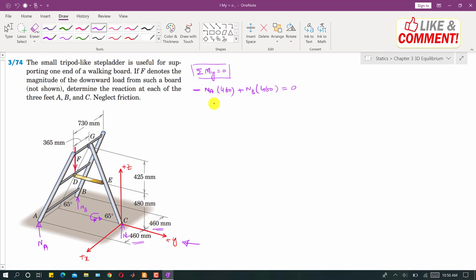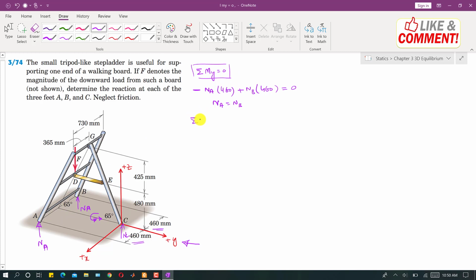When we solve this equation, we conclude that NA equals NB, right? This means that both of the reactions at feet A and B are equal. So I can replace this NB by NA, since both of these reactions are equal from this condition.